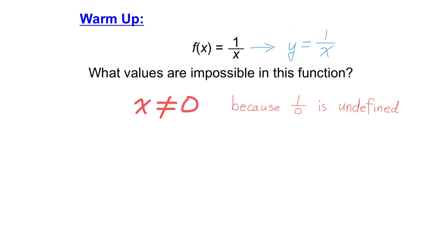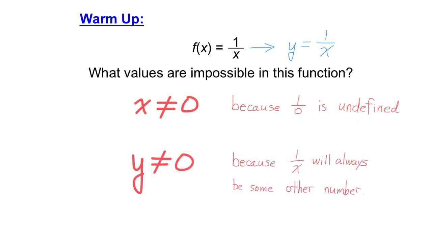Now, if you think about the function, instead of in function notation, just notation like you would be used to in grade 9 or 10, where we say y equals 1 over x, if you think about what values of y are impossible, well, in a similar way, y cannot equal 0 because 1 divided by any number will always be some other number, not 0.